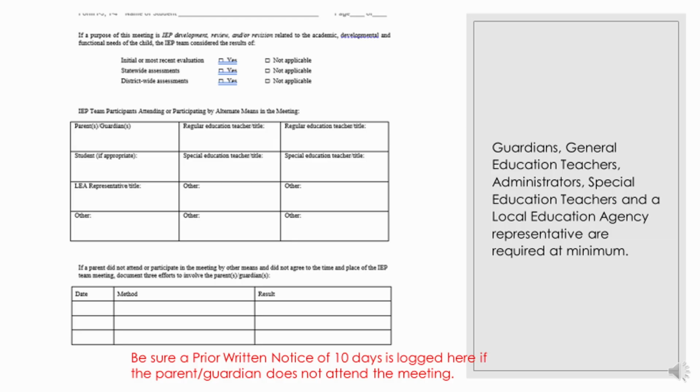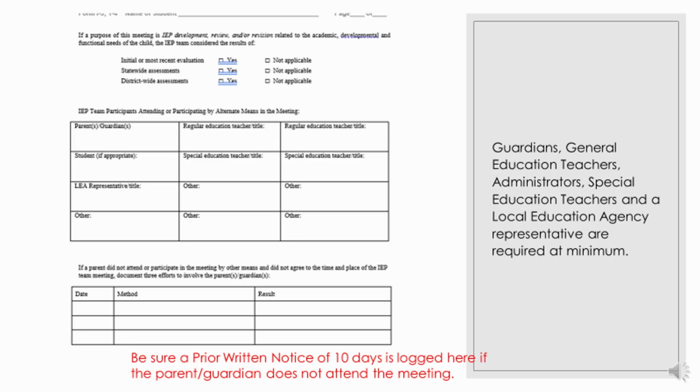After noting the purpose of the IEP meeting, we note the type of assessment data used to inform the meeting. Eligibility data, statewide assessment data, and district-wide assessment data. If yes is checked, this indicates that the student participates in the general education curriculum. If NA is checked, this indicates that the student uses alternate curriculum aligned to extended or alternate standards. Those extended and alternate standards also run parallel to the general curriculum standards.